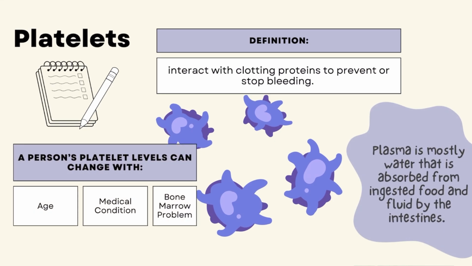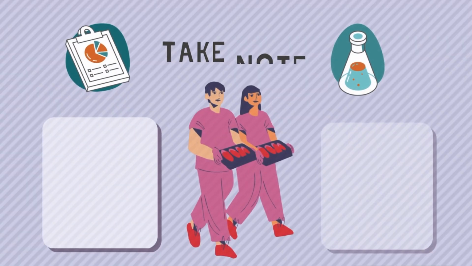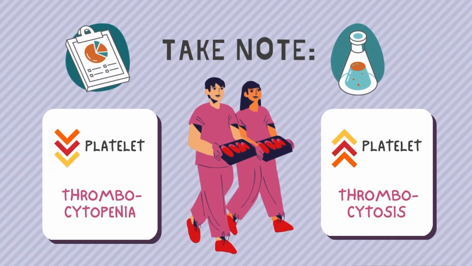Next are the platelets. Platelets interact with clotting proteins to prevent or stop bleeding. There should be between 150,000 and 400,000 platelets per microliter of blood. A person's platelet levels can change depending on age and certain medical conditions that can affect them. A platelet count that is too low or too high can lead to health complications. If it is too low, this is called thrombocytopenia, while if the platelet count is high, it is called thrombocytosis. Tests measure average platelet levels per microliter of blood.